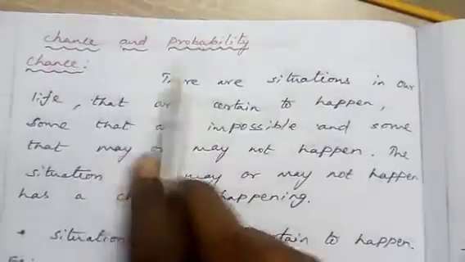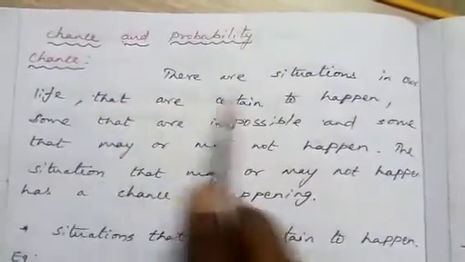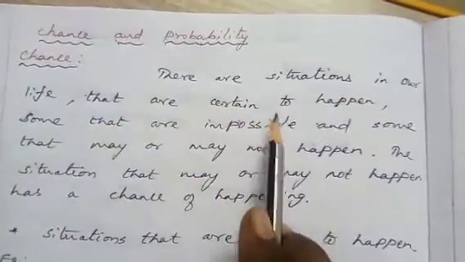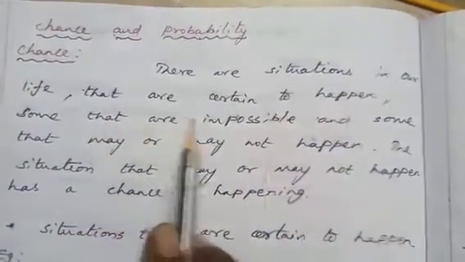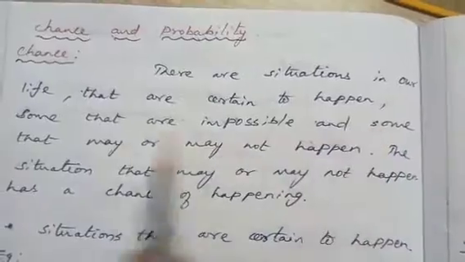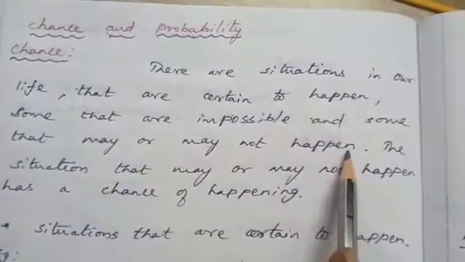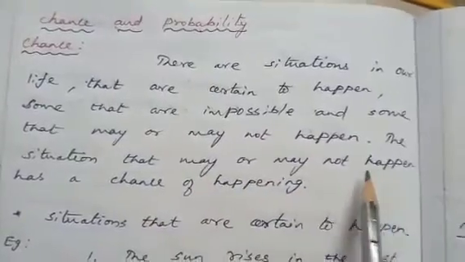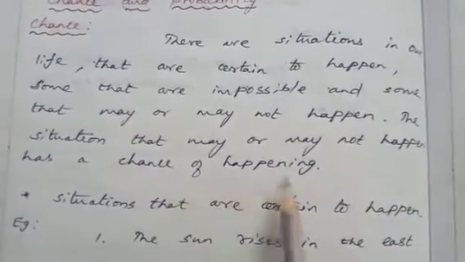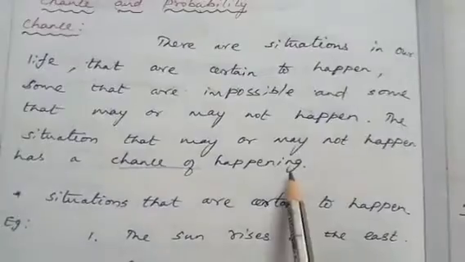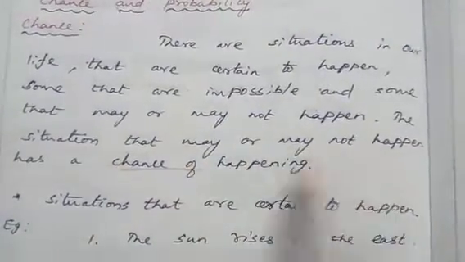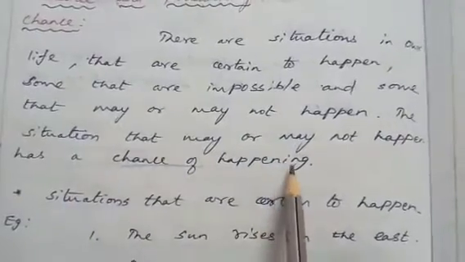Next one is chance and probability. Chance. There are situations in our life that are certain to happen, some that are impossible, and some that may or may not happen. The situation that may or may not happen has a chance of happening.